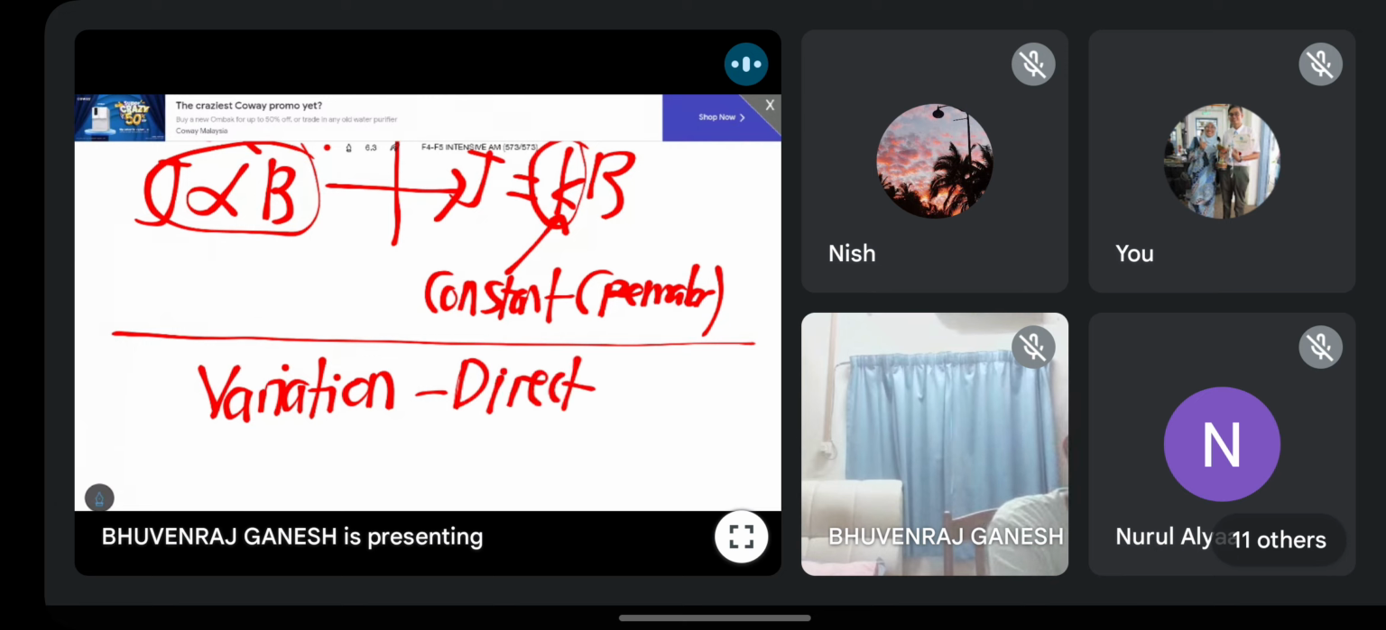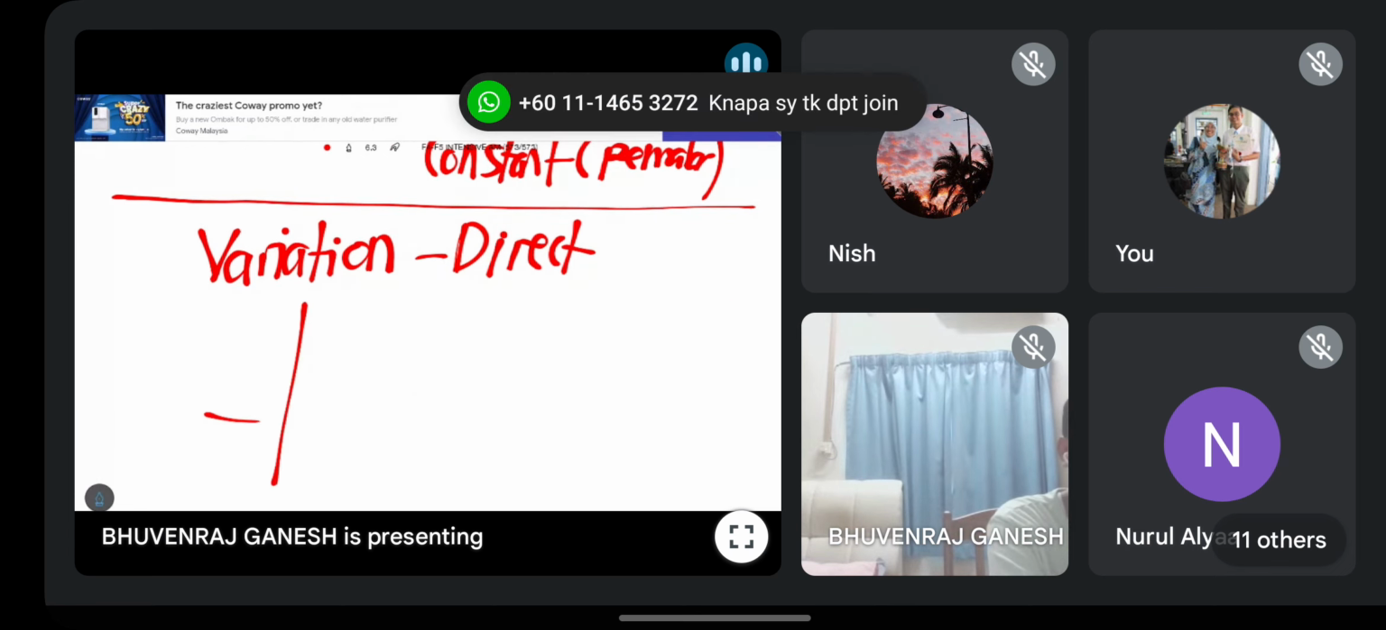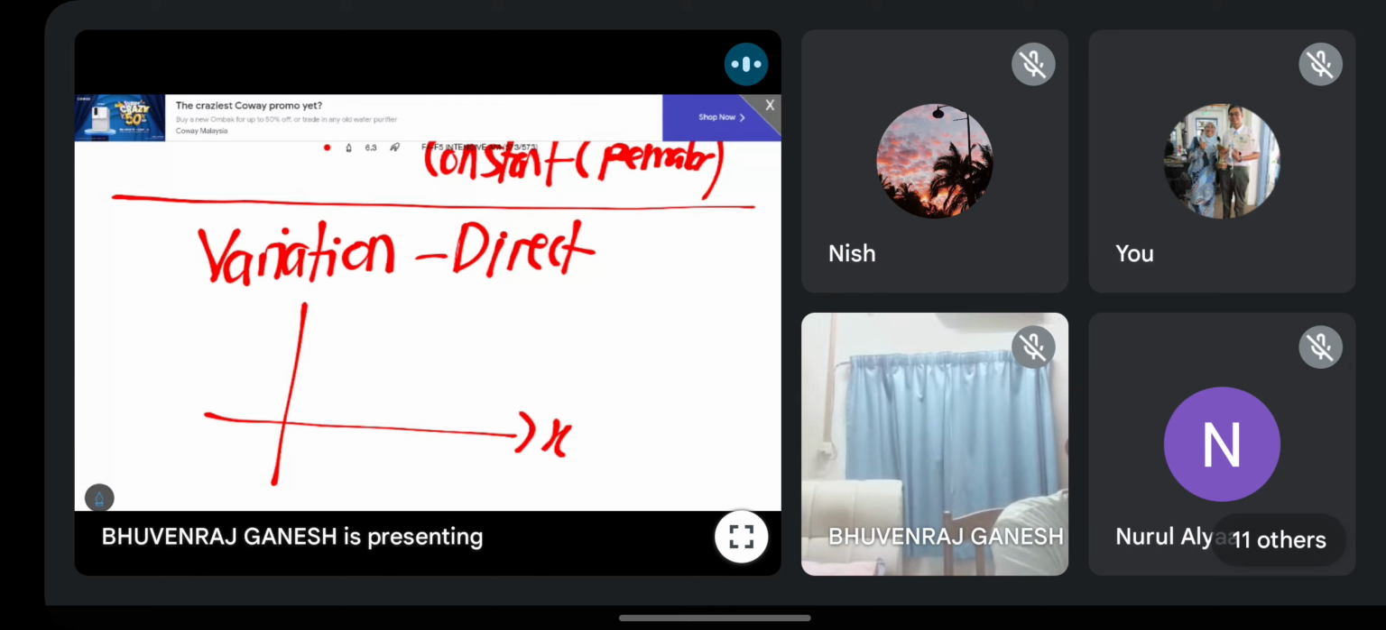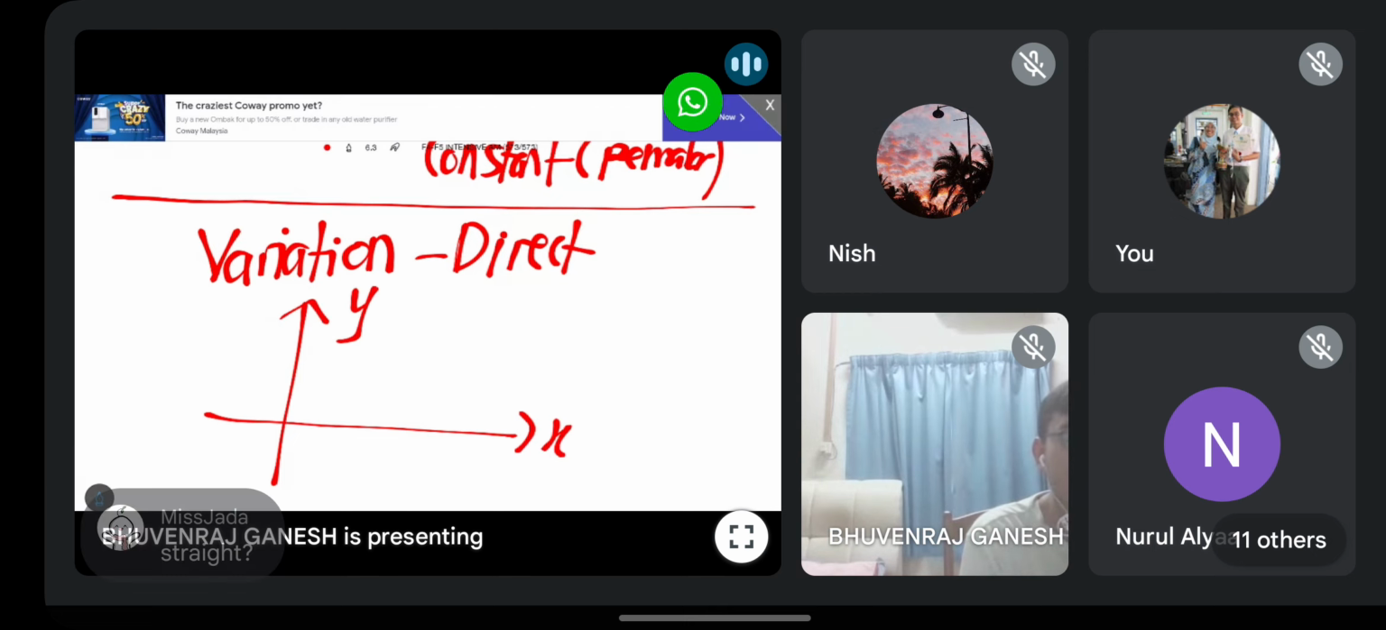So guys, I want to ask you all, kalau ubahan langsung, direct variation, macam mana graf dia akan nampak? Can you all tell me? If direct variation, macam mana graf dia nampak? Let's say this is X, this is Y. Can you all describe to me macam mana graf dia akan nampak? How will the graph look like? Yes, straight line. Another point. Satu lagi point penting. Kat mana garis lurus tu lalui? Where does the straight line pass?